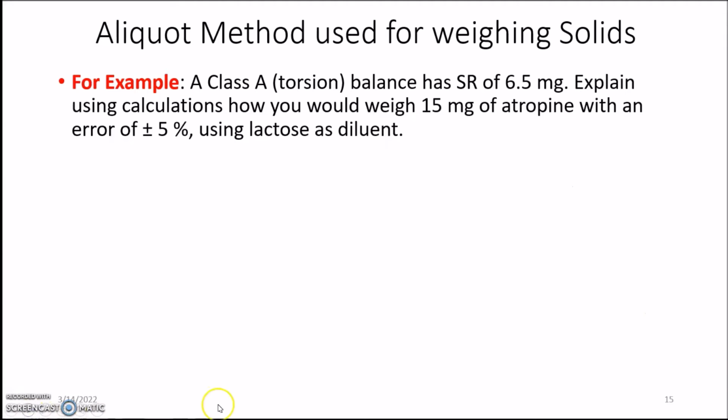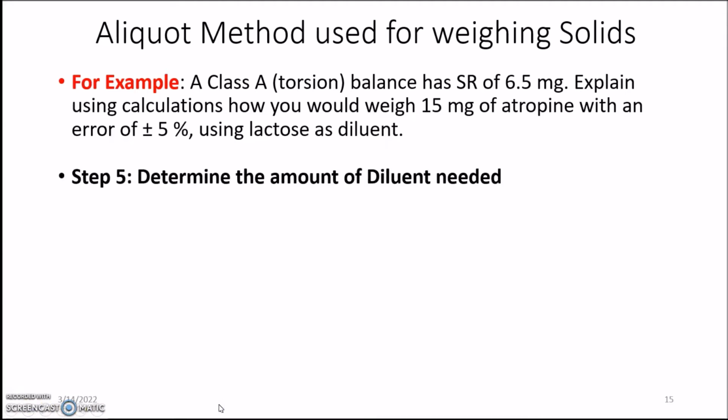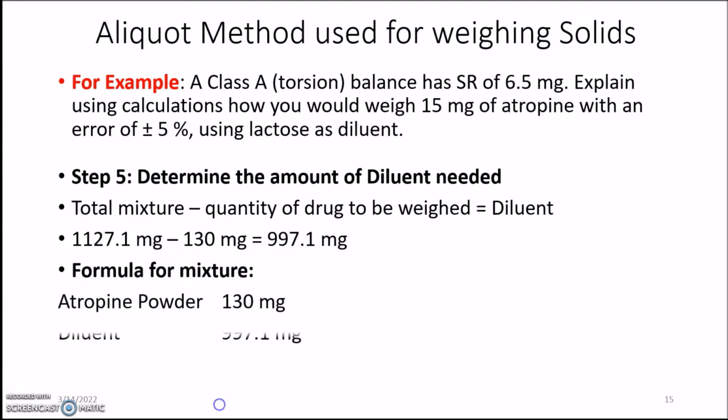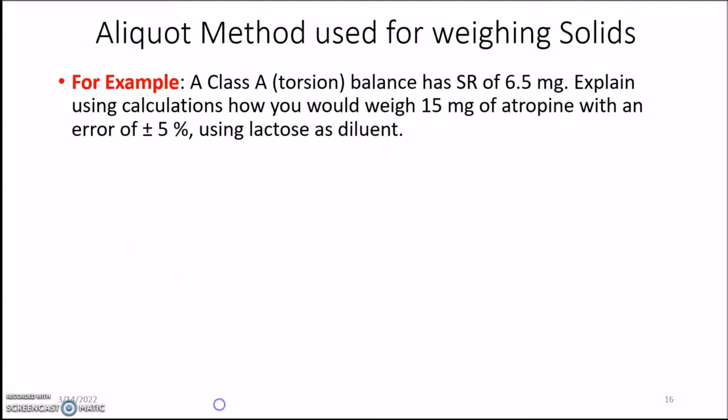So, to determine the amount of diluent that we need, we have to subtract the quantity of drug to be weighed, which is 130, from the total mixture, which is 1,127.1 milligrams, to get the diluent. So the formula is going to now be atropine 130 milligrams and 997.1 milligrams is the diluent.